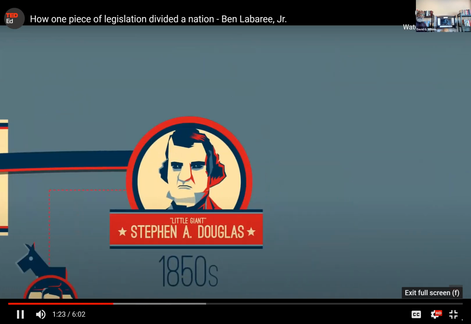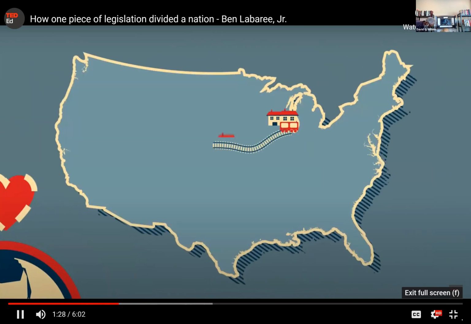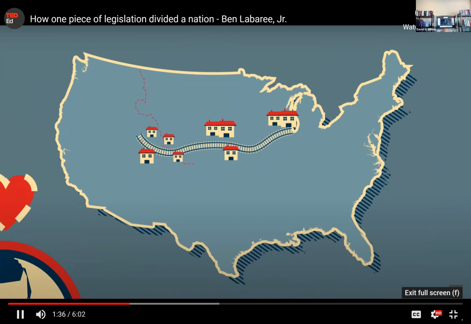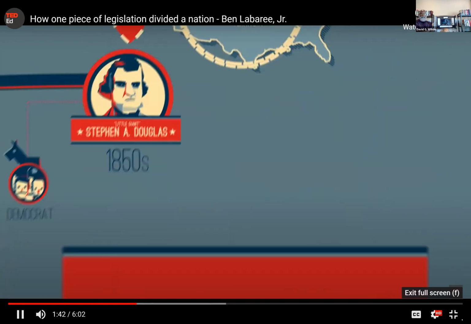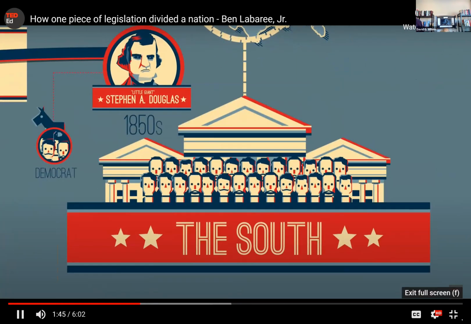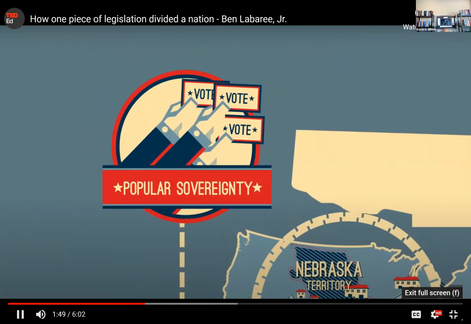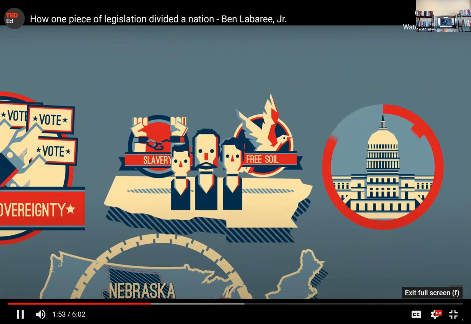As an advocate of Western expansion, he promoted constructing a transcontinental railroad across the Northern Plains with an eastern terminus in Chicago, where he happened to own real estate. For his proposal to succeed, Douglas felt that the territories through which the railroad passed would have to be formally organized, which required the support of Southern politicians. He was also a believer in popular sovereignty, arguing that the status of slavery in a territory should be decided by its residents rather than Congress.